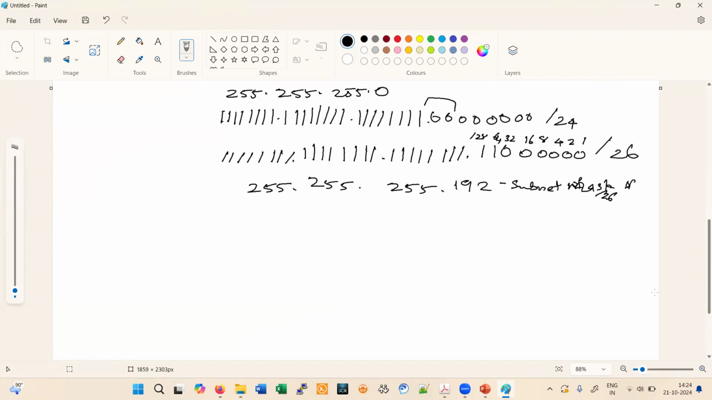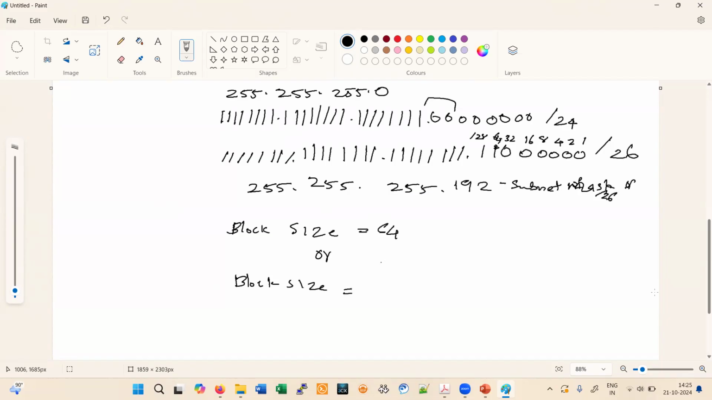Now you need to calculate the block size. We have two ways to calculate the block size. The first way is, you can see here the last borrowed bit, which is this one, right? The decimal value of this bit is 64. Or you have one more way to calculate the block size.